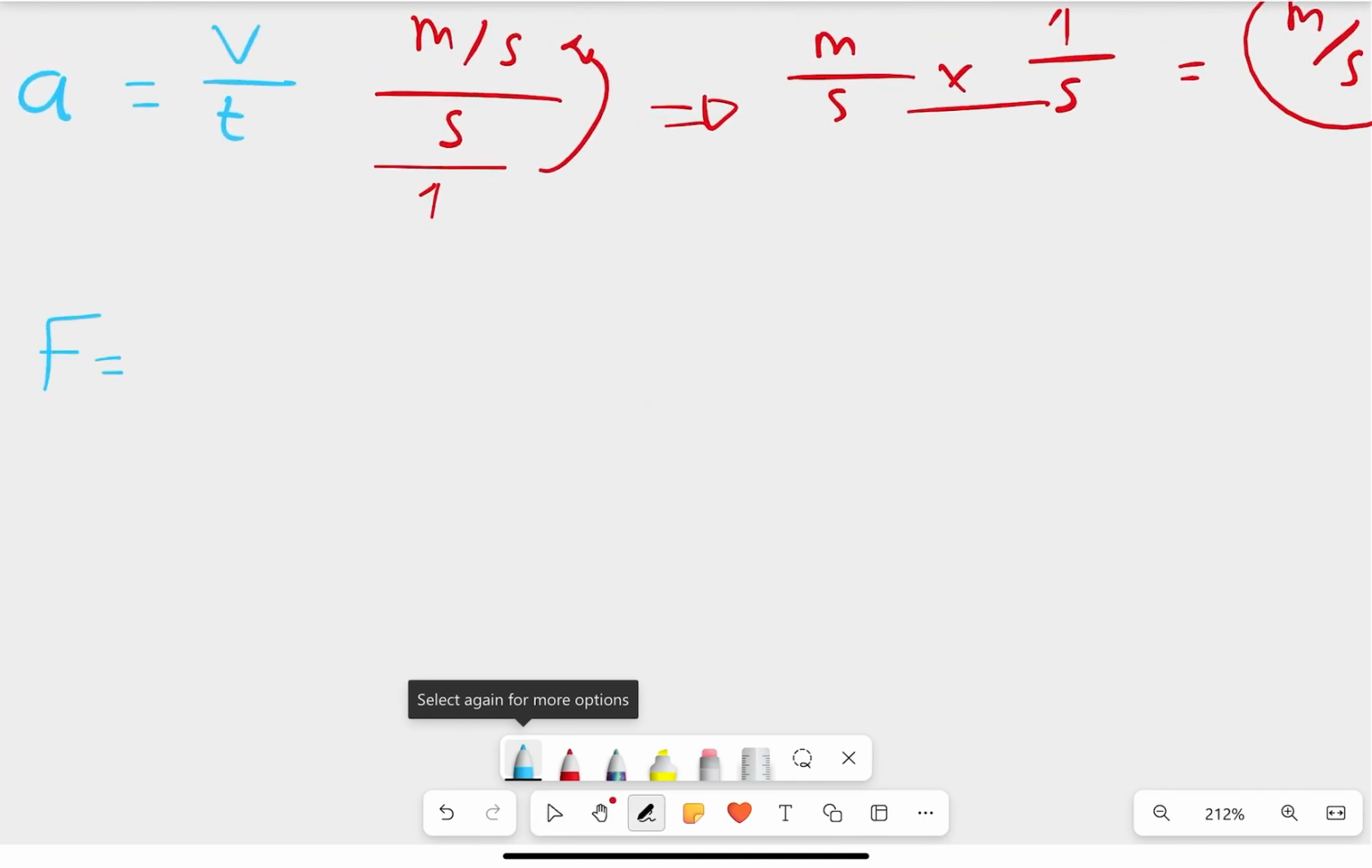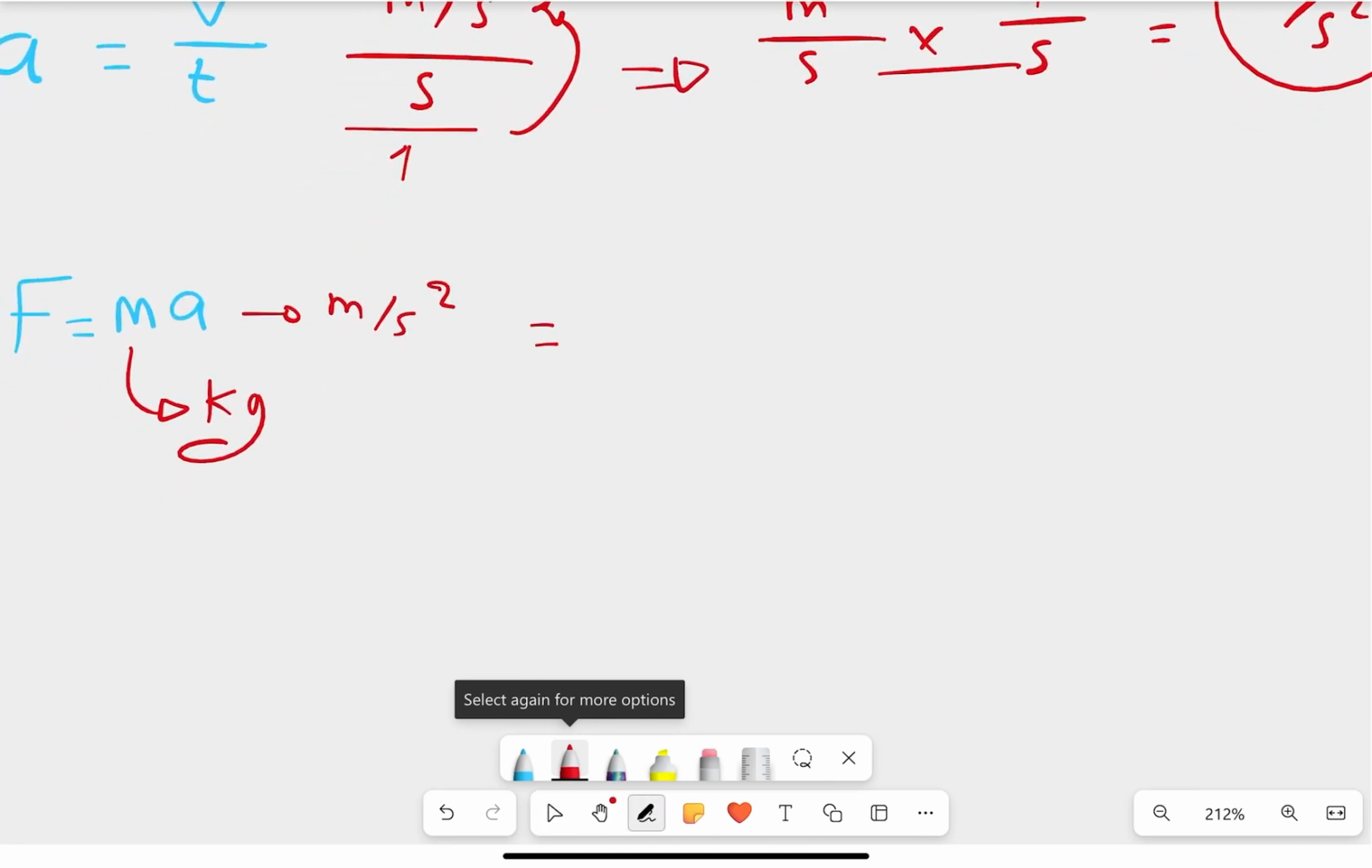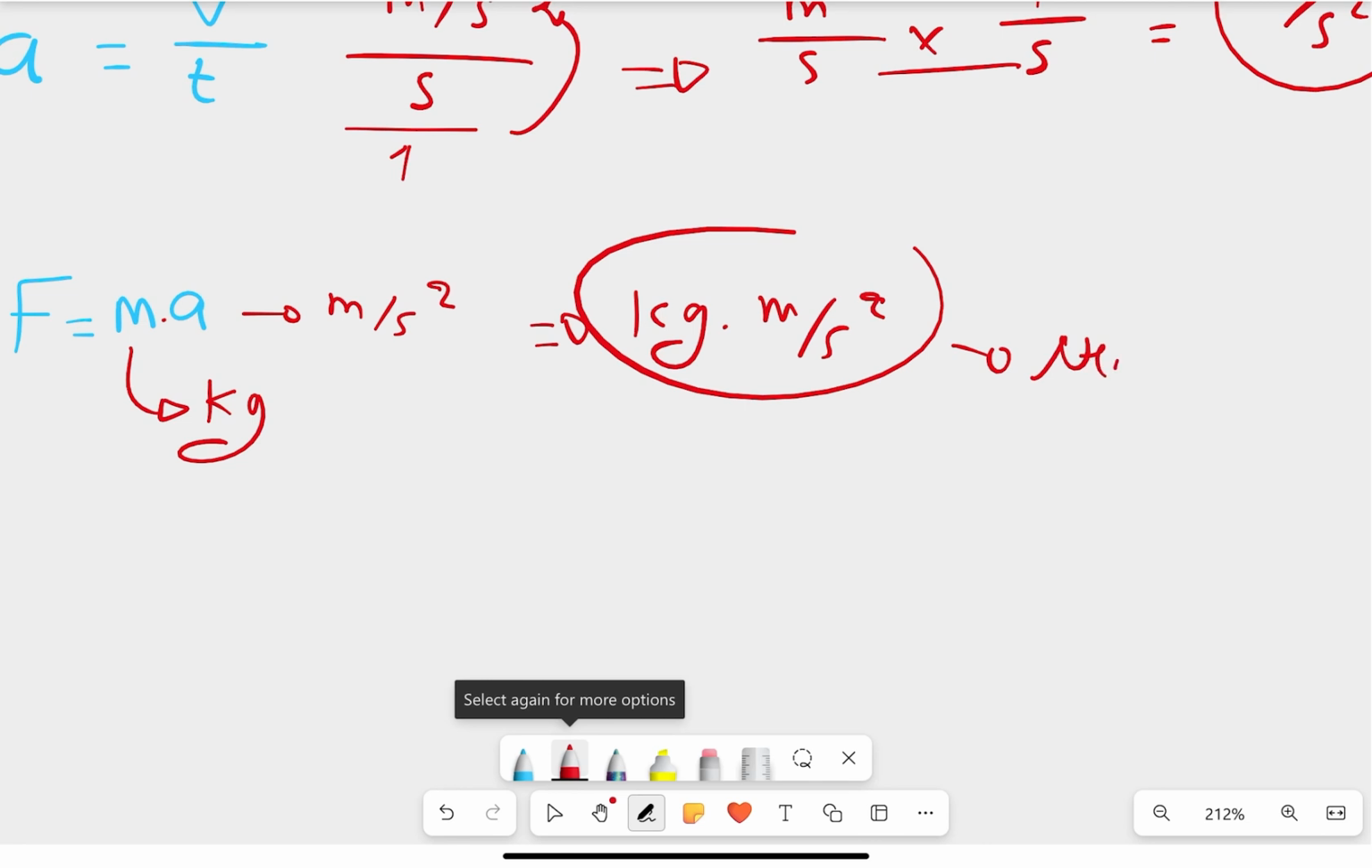So F is equal to mass, which is m, multiplied by acceleration. So if you do for this one, you'll say mass is measured in kilogram, and acceleration is measured in what? You just found out that it's equal to meters per second squared. Okay, so if you find the unit of force, it will be equal to what? It will be equal to kilogram. So there is a multiplication here, so you'll say dot meter per second squared, and this is called, by the way, Newton. Okay, this is called Newton, or capital N.